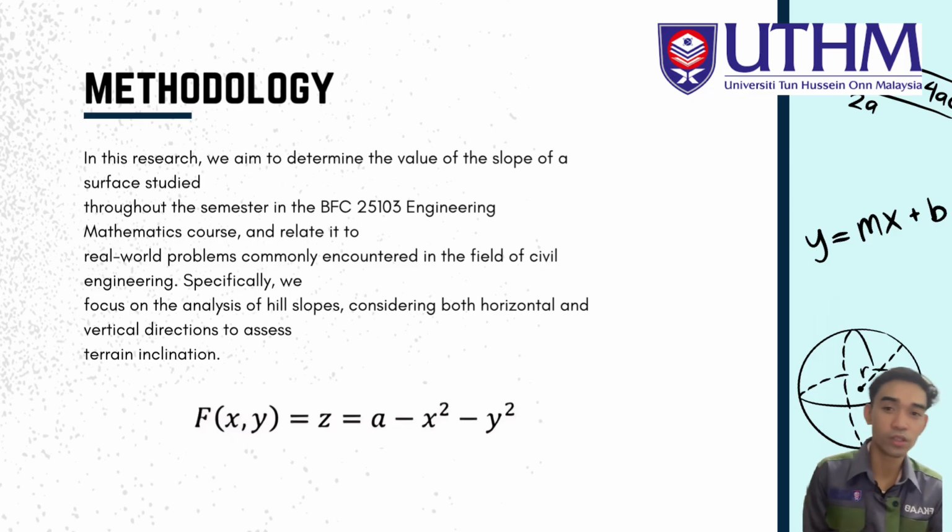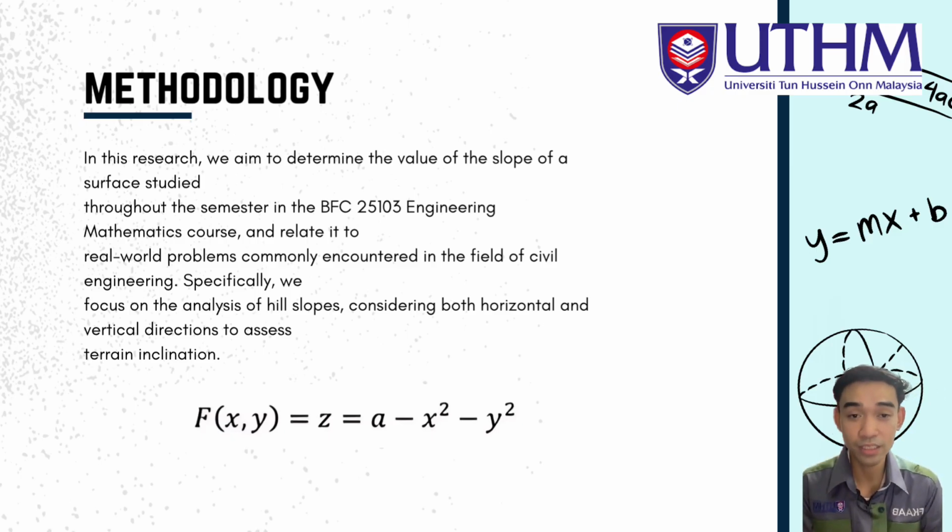So we focus on the hill slope analysis, the situation or place that I will introduce at the literature review. So we consider both horizontal and vertical directions to assess terrain inclination. And then the formula is z equals a minus x squared minus y squared, which is a paraboloid. So that's the methodology.